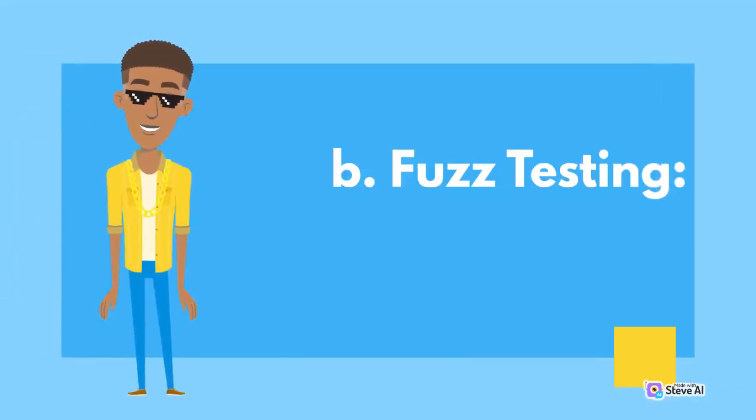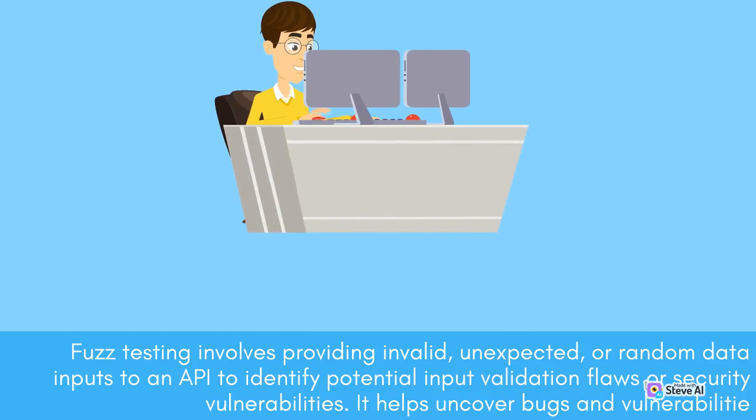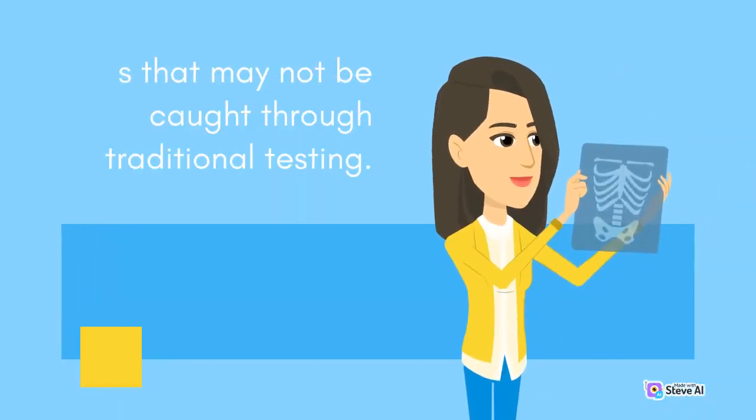B. Fuzz testing. Fuzz testing involves providing invalid, unexpected, or random data inputs to an API to identify potential input validation flaws or security vulnerabilities. It helps uncover bugs and vulnerabilities that may not be caught through traditional testing.